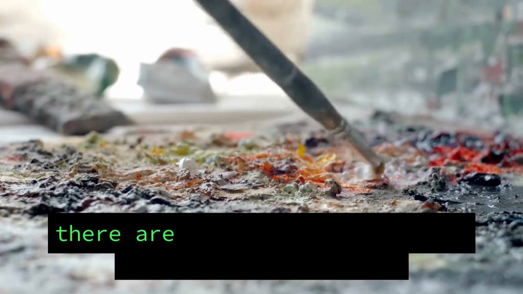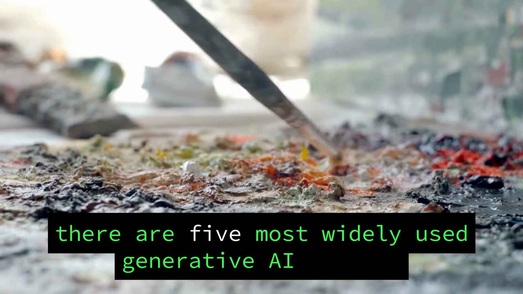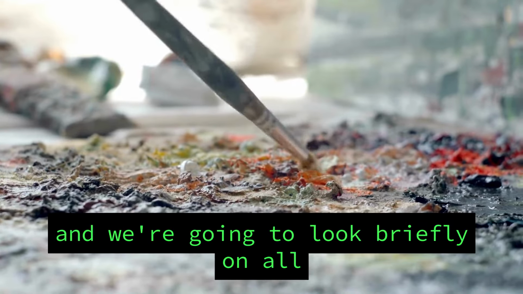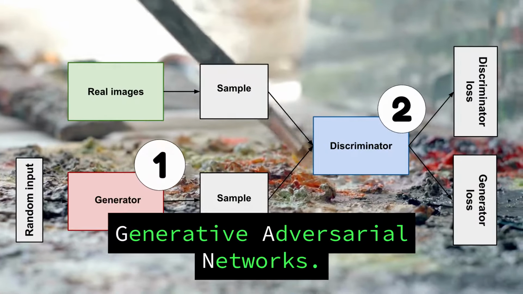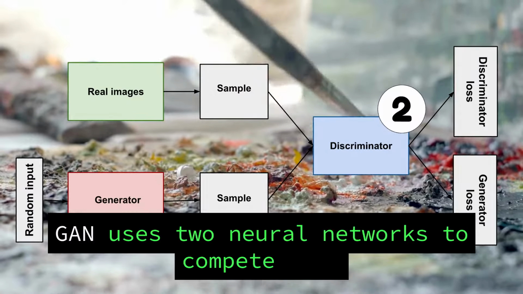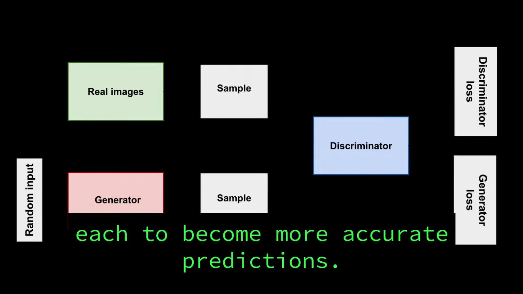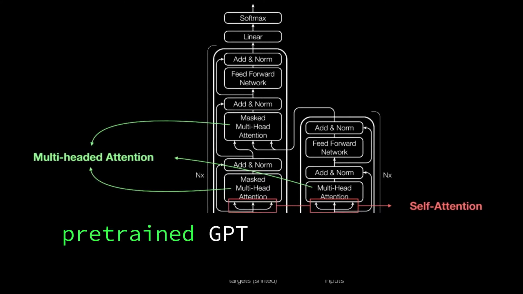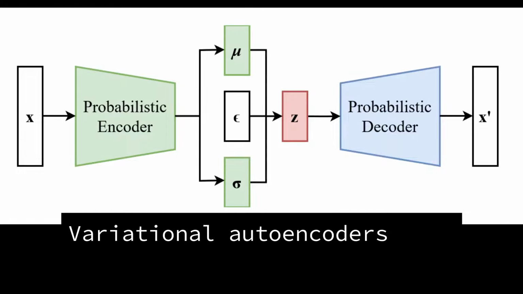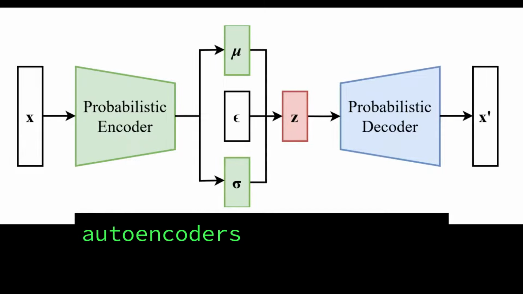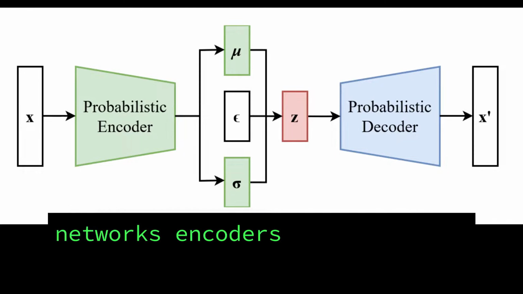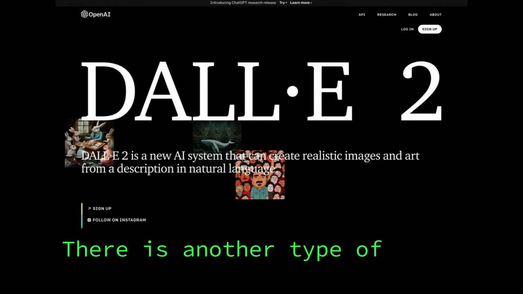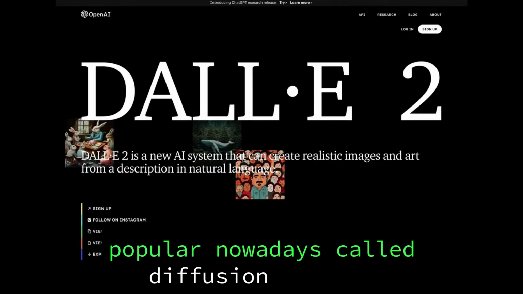As for now, there are three most widely used generative AI models, and we're going to look briefly at all. Generative adversarial networks: GAN uses two neural networks that compete with each other to make more accurate predictions. Transformer-based models: technologies such as generative pre-trained GPT language models that can use information gathered on the internet to create new textual content. Variational autoencoders work by building on neural network autoencoders made up of two different neural networks, encoders and decoders.